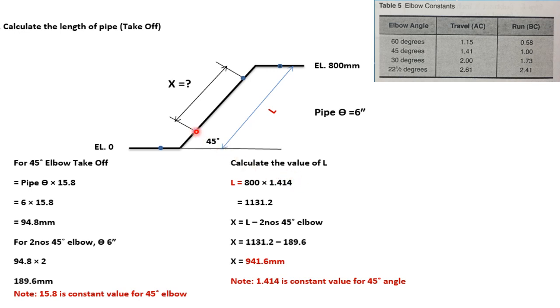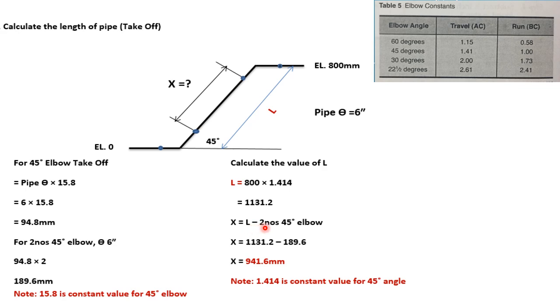If there were a 60-degree elbow, you would multiply by 1.15. Now we have 45 degree, that's why we multiply by 1.414. We get 1131.2.